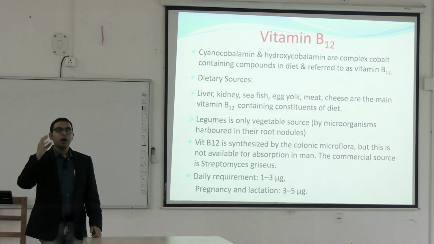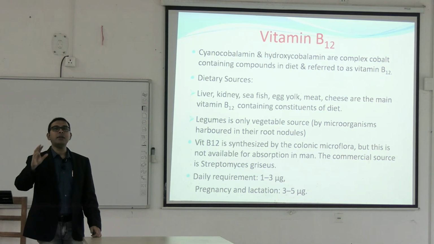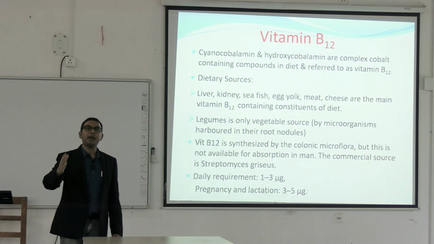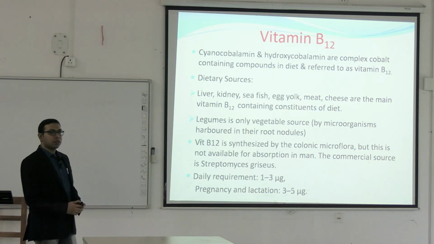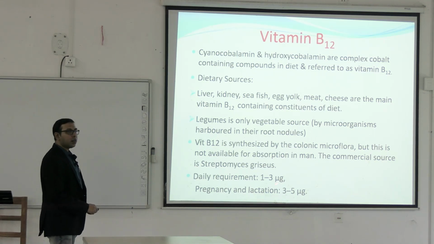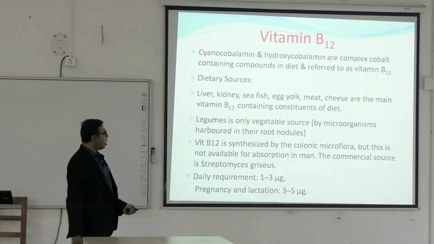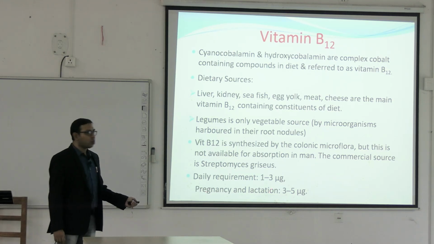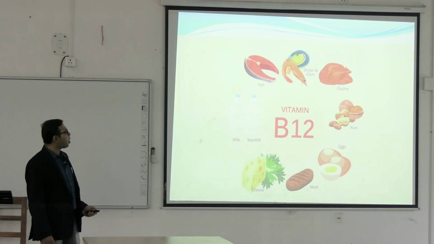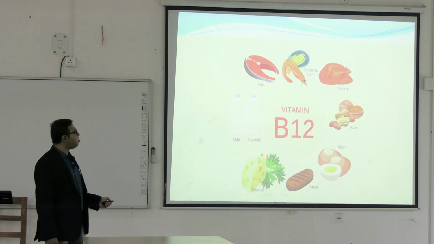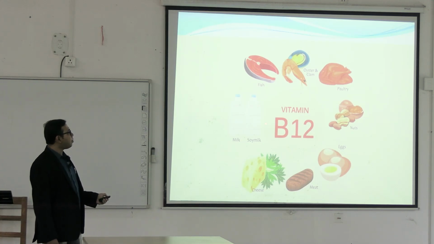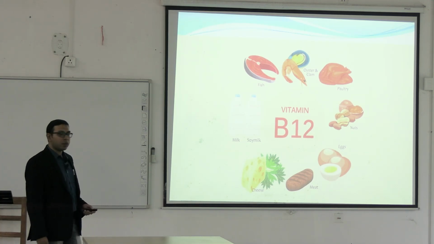What will be absorbed? The vitamin B12 present in animal food is directly absorbed within our body. The commercial source is Streptomyces griseus. Daily requirement is approximately 1 to 3 microgram, while in pregnancy and lactation it increases to 3 to 5 microgram. So you can see the vitamin B12 containing foods: fish, poultry, nuts, eggs, meat, cheese, oyster, clam, milk and soya milk also contain different amounts of vitamin B12.